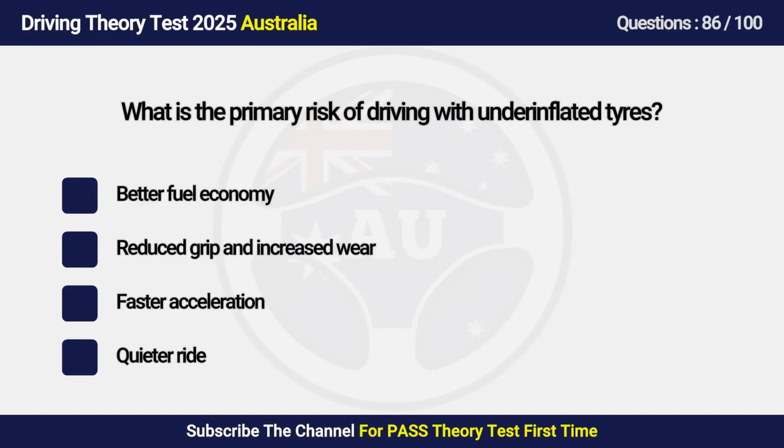Question 86. What is the primary risk of driving with underinflated tires? A, better fuel economy. B, reduced grip and increased wear. C, faster acceleration. D, quieter ride.